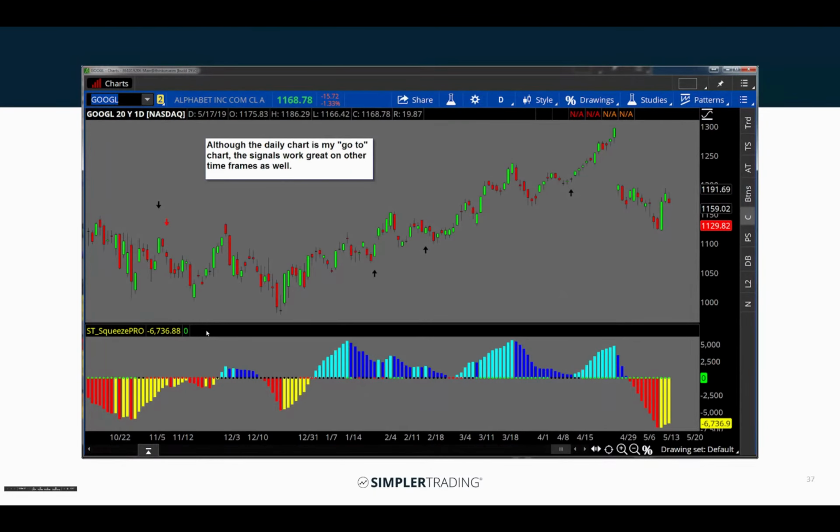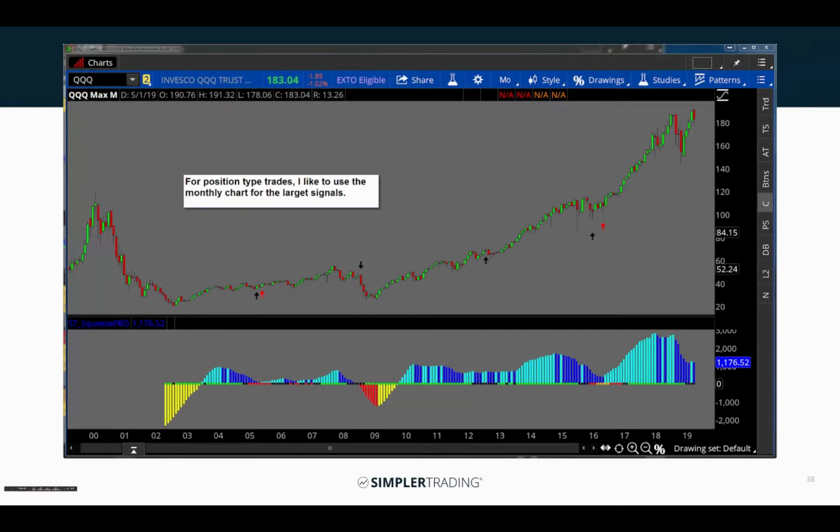Google, same thing. I do like that daily chart. Daily chart is typically the chart I'm taking the most signals from, but that doesn't mean that it's the only one. I mean, you can see tonight I've done a 5-minute trade on gold. But the nice thing about this is that the monthly chart, you get more signals too, okay?